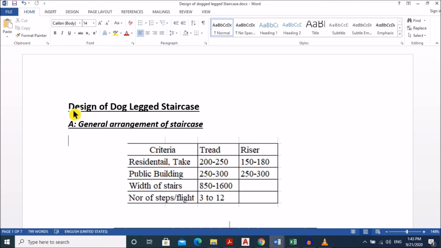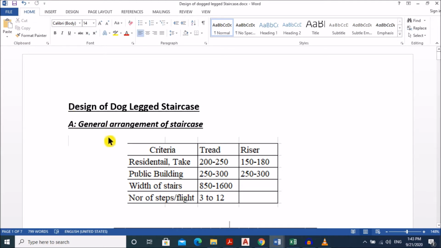Today we are going to discuss a detailed design of a dogleg staircase. In my previous video, I described the basic features of staircases, types of staircases, and effective span of staircases. But in this tutorial, I will design a dogleg staircase.